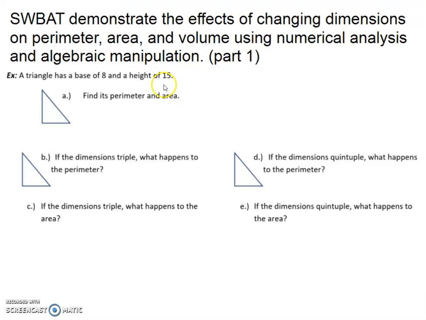Hello, I'm very excited that our objective today is to demonstrate the effects of changing dimensions on perimeter, area, and volume. Part 1 of this video is going to focus on numerical analysis, and part 2 is going to focus on algebraic manipulation. So let's jump into it.